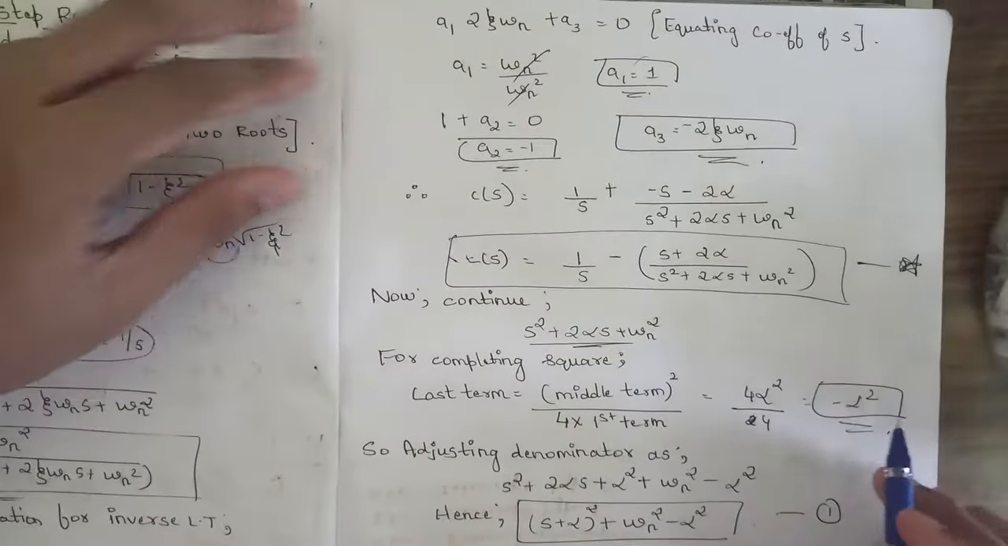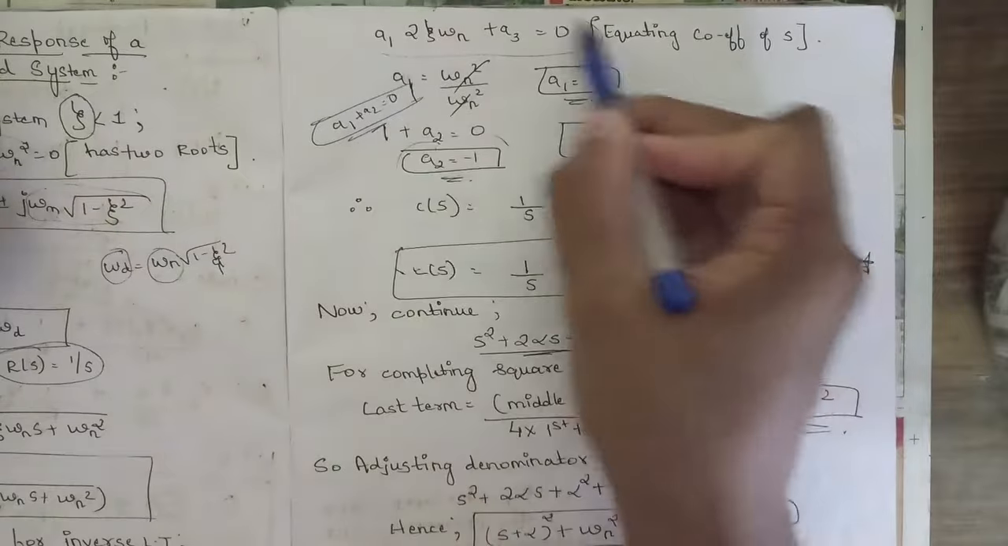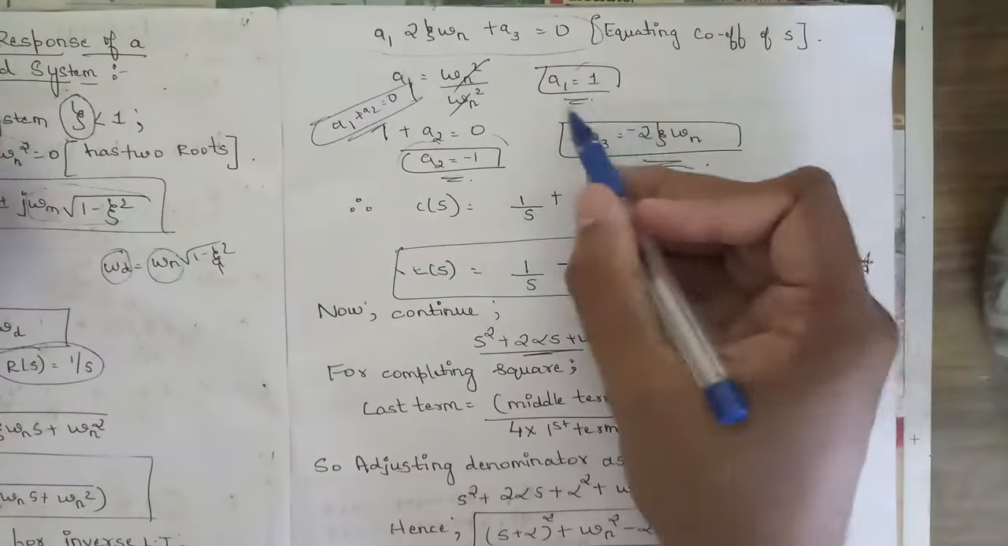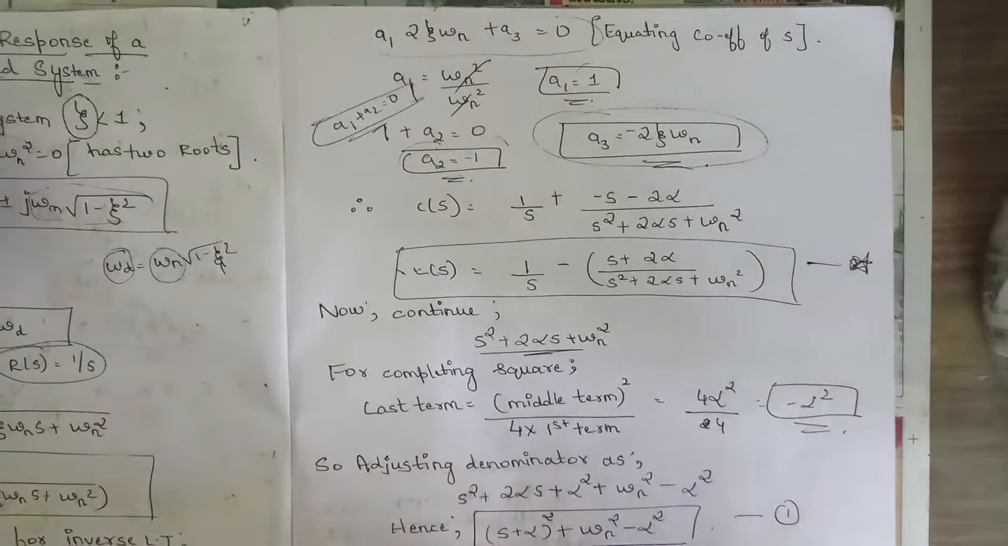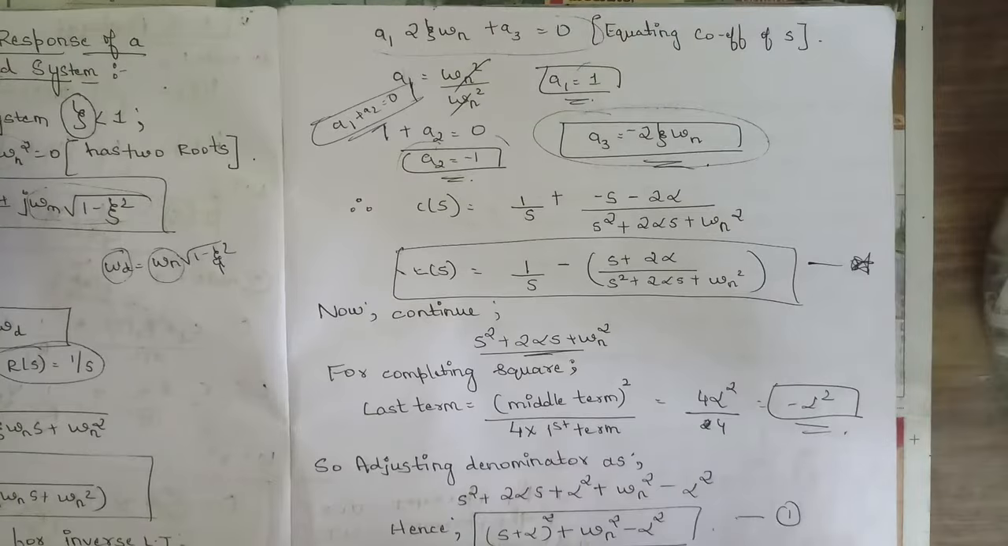Okay, same goes with the second equation. After equating coefficients of s square, the equation we are getting is a1 plus a2 is equal to 0, right? In this equation we can substitute the value of a1 as 1, so 1 plus a2 equal to 0, so our value of a2 is minus 1. Similarly, in this equation if we substitute the value of a1 as 1, our answer for a3 is equal to minus 2 zeta omega n. Okay, now these a1, a2 and a3 we need to substitute back in the required equation which we have taken before during the calculation of partial fraction.